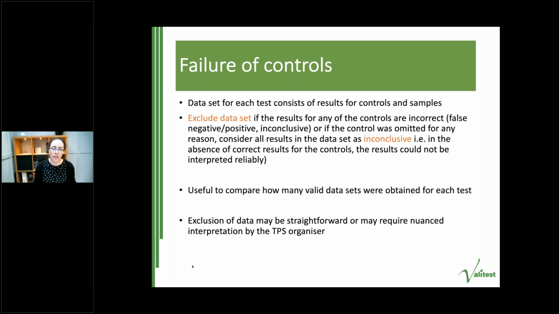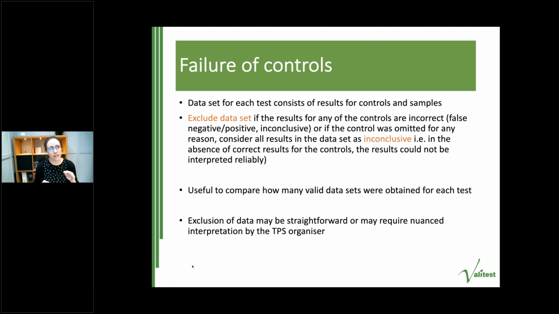If you think about it, what we're saying is that a failed control means that we couldn't interpret the results. So in that case, all the results for all the samples in that data set are inconclusive, and in that case, we can choose to exclude them from the analysis.